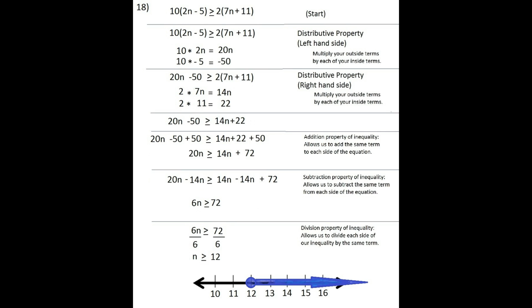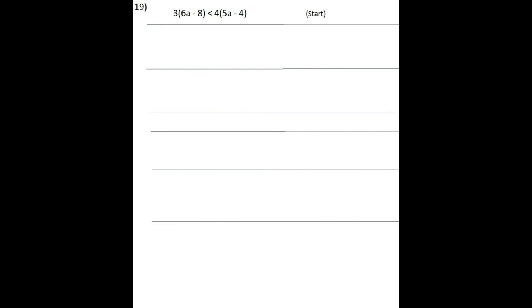Okay? All right. So having done that, let's move on to the next one. So if you stuck with us this long, we are now on the last problem. This is number 19. So 3 times the quantity 6a minus 8 is less than 4 times the quantity 5a minus 4. This is our starting point.